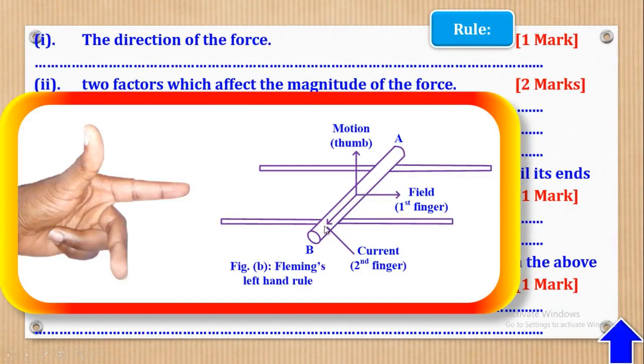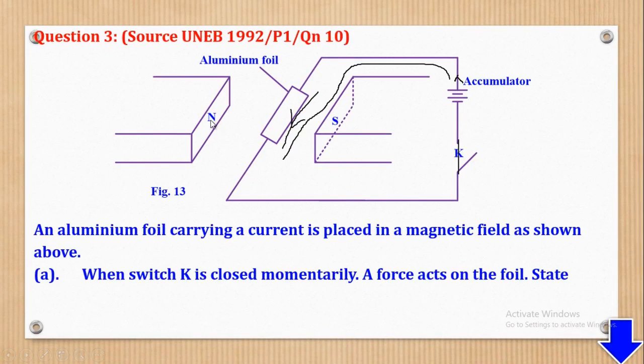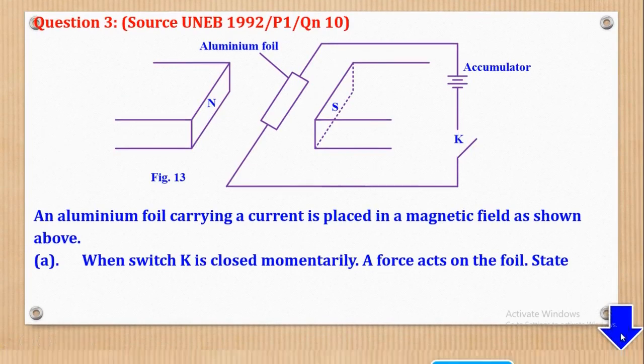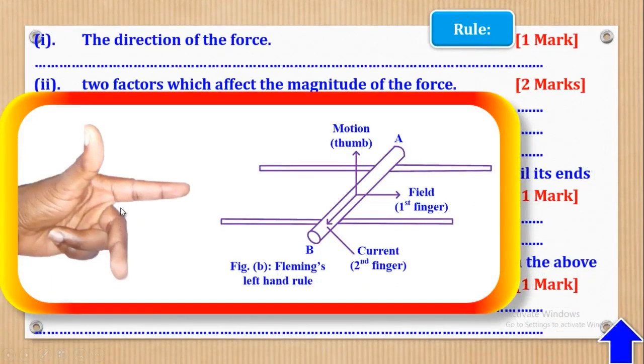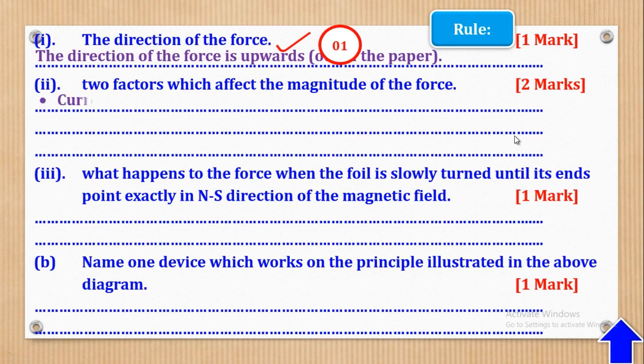Remember, the direction of the current is this direction, the field is in this direction because field lines run from north to south. Therefore, when you're using your left hand, you realize that the thumb will point upwards, and because it points upwards, you shall say that the direction of the force is upwards, or you can say out of the paper. And when you do that, you'll get yourself 1 mark.